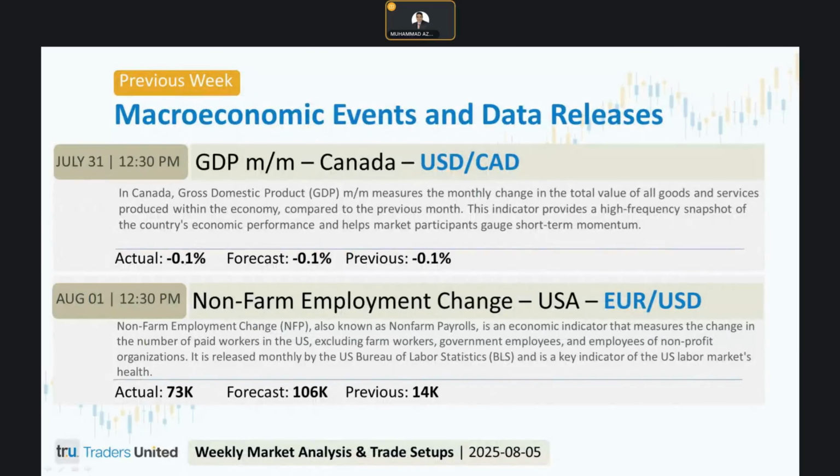The actual print of 73K came in well below expectations of 106K, but showed a recovery from the prior month's sharply disappointing 14K. While still positive, the figure indicates continued softness in US job creation, suggesting the labor market is slowing more than forecasted, yet not collapsing. The immediate market reaction saw euro USD rise, signaling broad based dollar weakness as traders recalibrated expectations for US monetary policy.